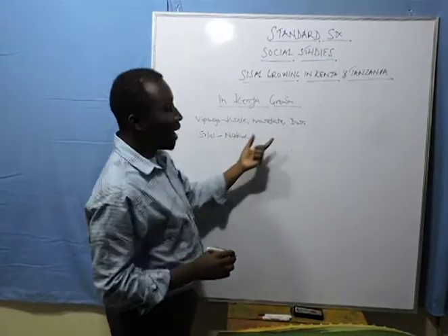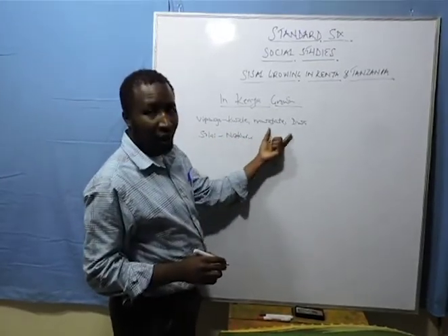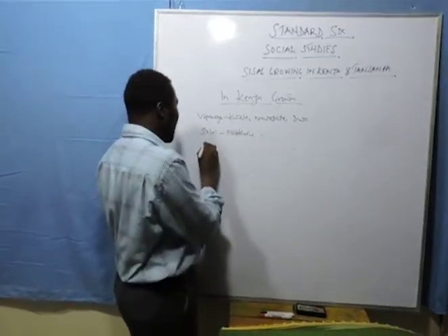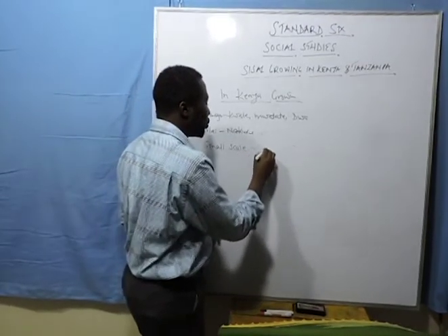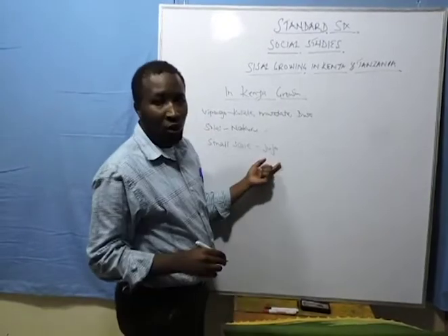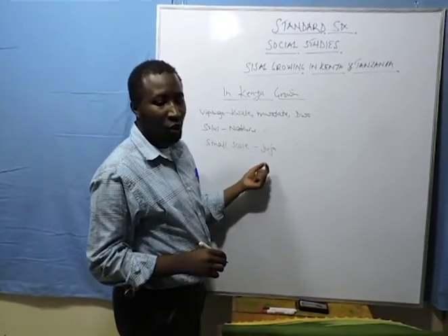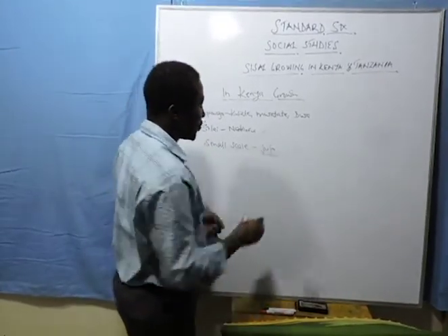Now, these are large-scale farmers growing their sisal. We also have the small scale, whereby we have it in Juja. It's grown in small scale.